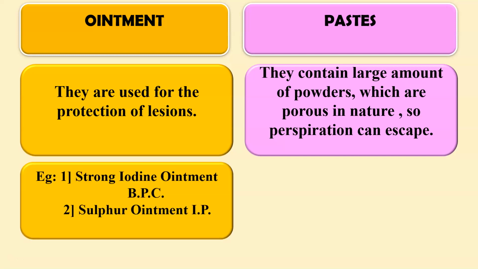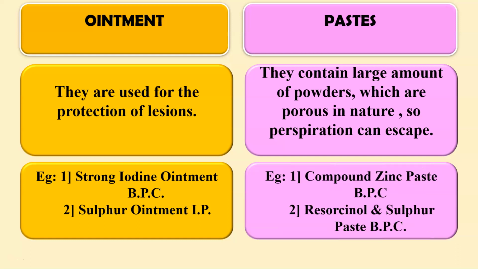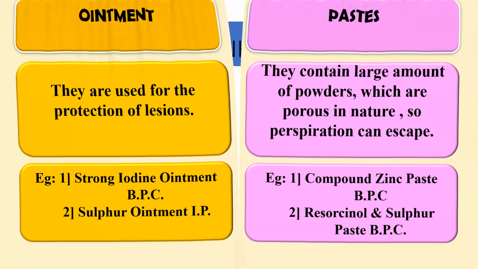The next difference is the example. Some examples of ointment are strong iodine ointment BPC and sulfur ointment IP, and examples of paste are compound zinc paste BPC and resorcinol and sulfur paste BPC. So this was about the difference between ointment and paste.